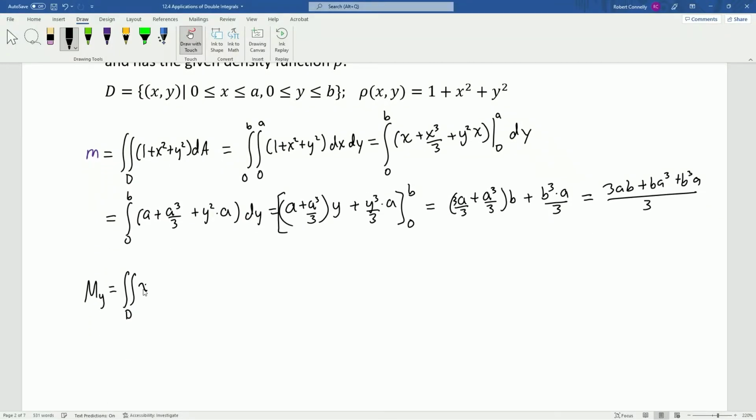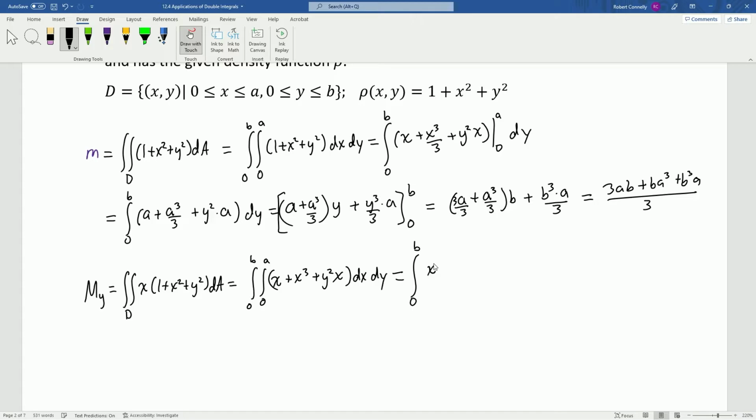So we just multiply x times our function, 1 plus x squared plus y squared. And this is going to be very much the same kind of integral. So again, not a super fun computation to make, but sometimes we have to deal with some crazy computations. So x plus x cubed plus y squared x is what we get inside this integral. Our bounds are the same from 0 to a and 0 to b. And we're integrating dx dy again. Okay, so let's go ahead and knock that out.